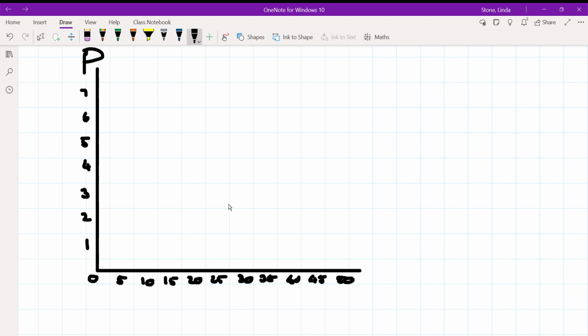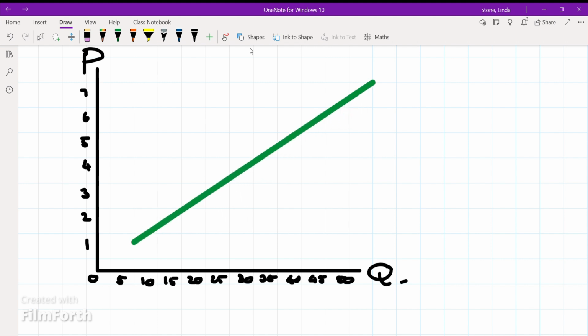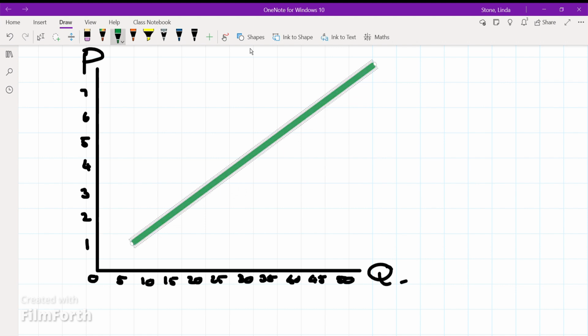We start by labeling the vertical axis as price and the horizontal axis as quantity. The supply curve looks different than the demand curve. Remember that the demand curve slopes downwards from left to right. The supply curve slopes upwards from left to right. We can label it S for supply.